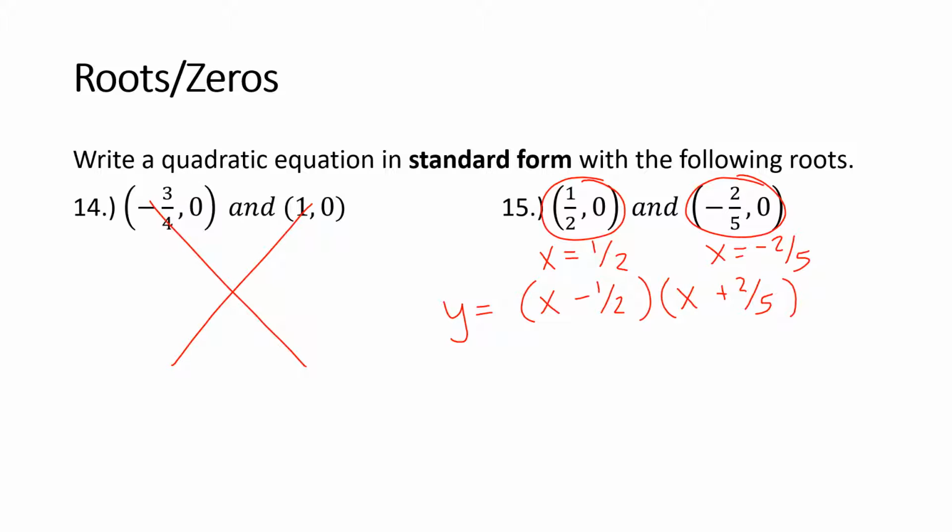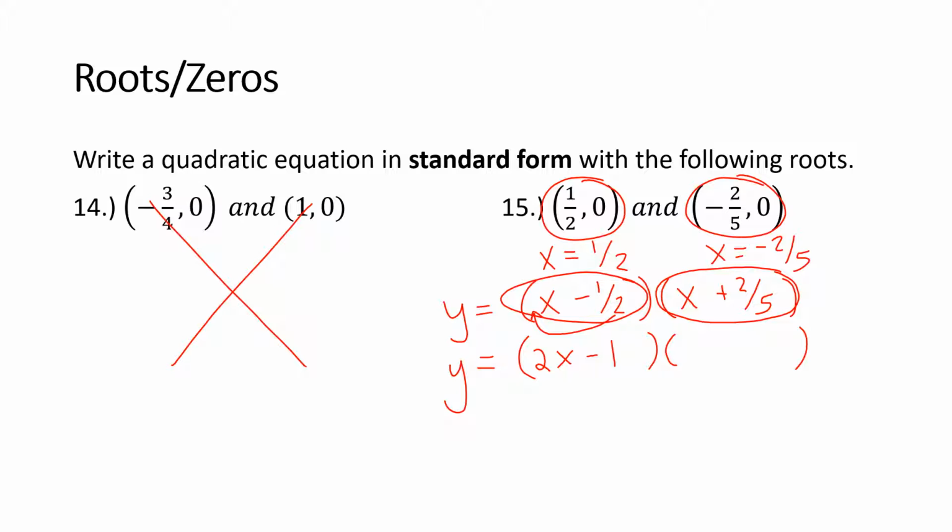Now remember when we were factoring, you can't have fractions or decimals inside your factor. So what you do is move that denominator to the front. For the first factor here, 1/2, we can't leave that as a fraction. You're going to move the 2 to the front. So this would be 2x minus 1. Same thing with the second factor. You can't leave 2/5 as a fraction. You'll have to move the 5 to the front. So that would be 5x plus 2. Now this right here is factored form.